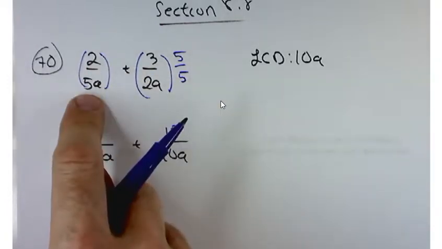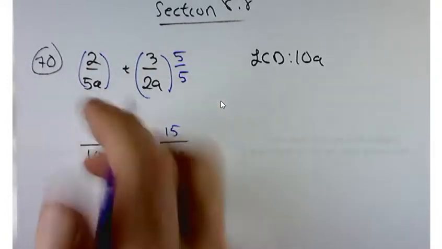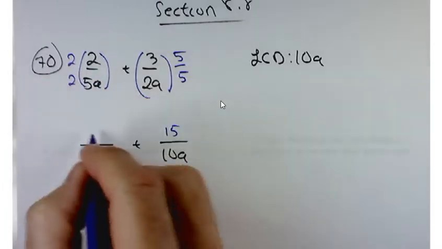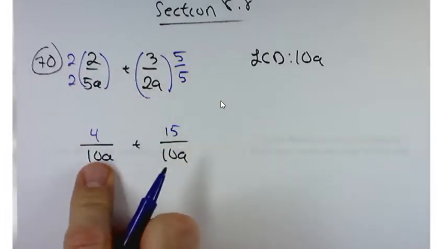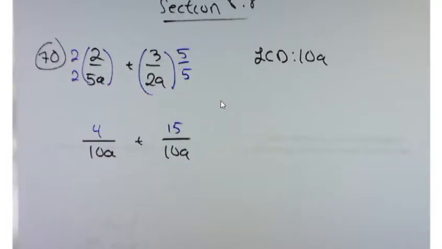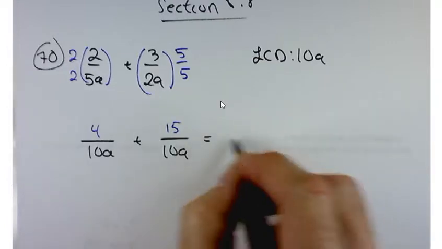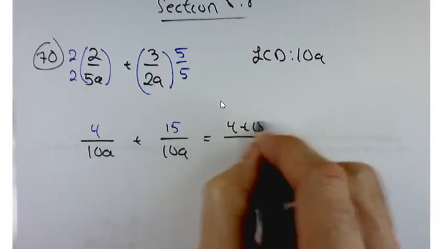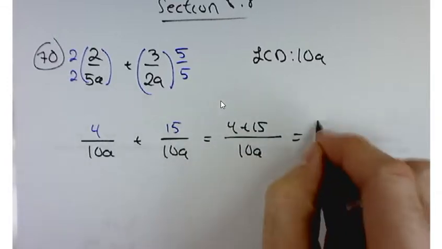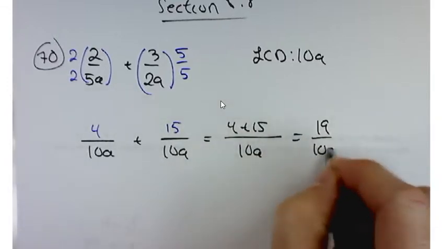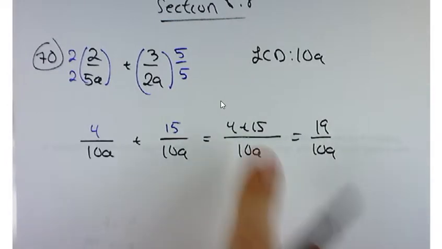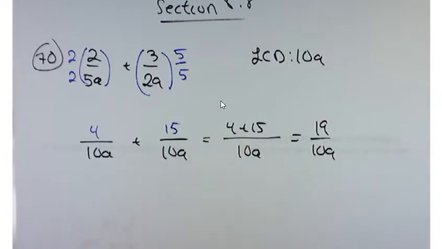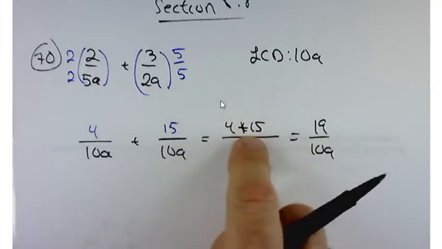How about over here? What should I multiply this one by? 2. Excellent. 2 over 2. That gives me 4 over 10a. And now that I have common denominators, I can just add these together, right? So 4 plus 15 over 10a, or preferably 19 over 10a. You don't have to show this step, but sometimes it might be to your advantage to carefully write it out.